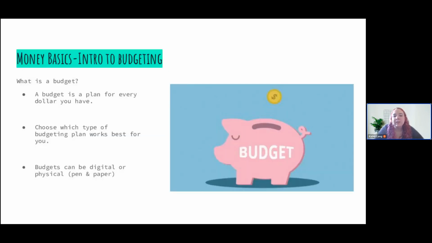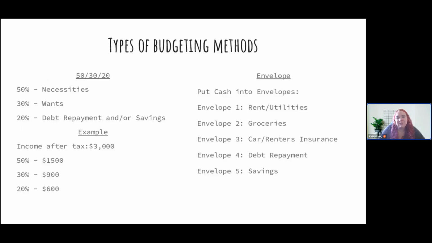So a few things here about money basics and an intro to budgeting. So a budget is a plan for every dollar that you have. You can choose which type of budgeting plan works best for you. There's digital, there's paper, there's apps, there's Excel, whatever works for you. So here's an example of some types of budgeting methods.